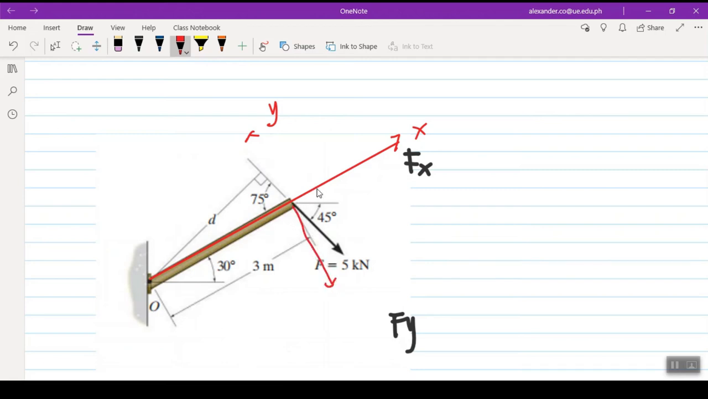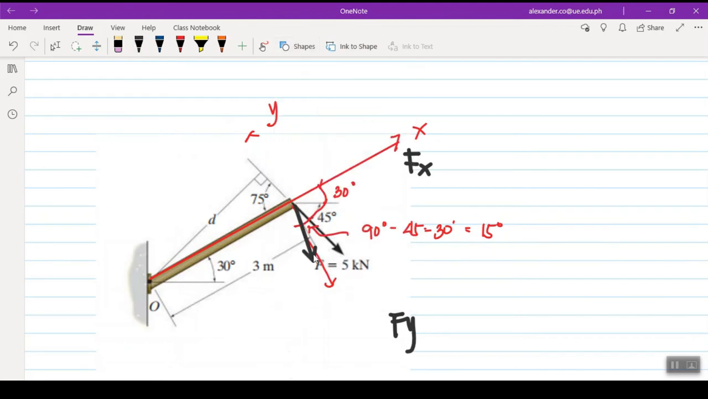So, this is 30. This is 45. If this is 90 degrees, so this will be how much? Diba, that will be 90 degrees minus 45, minus 30 lang. So, ilan yan? So, 75, bali 15 degrees. Okay? So, ilan ngayon tong y?